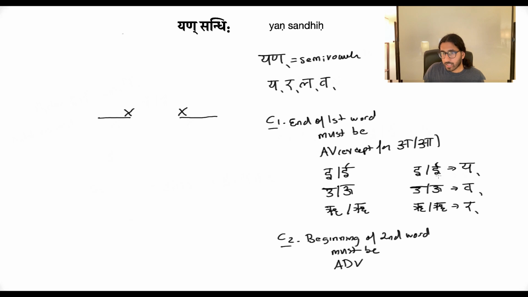So i or ī is associated with ya, u with va, and ṛ with ra. This is important to remember, because it is these vowels that are going to transform into the corresponding semivowels, and thus that is what we call yan sandhi.